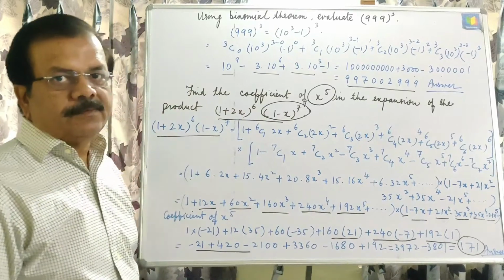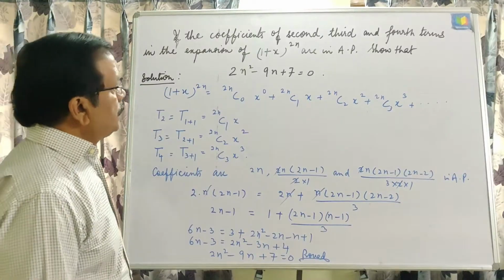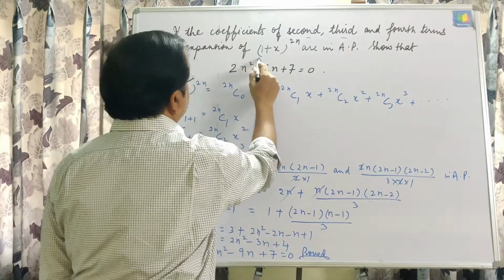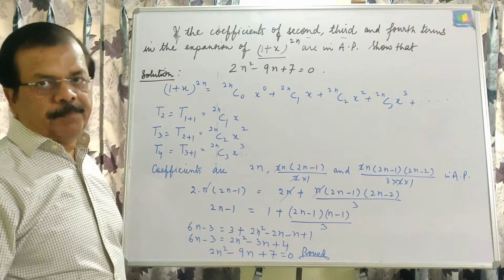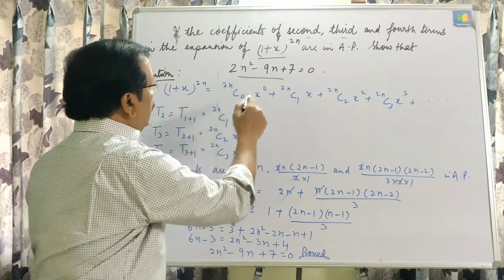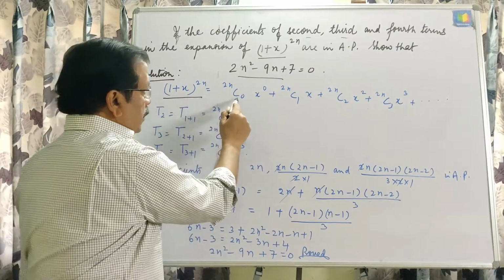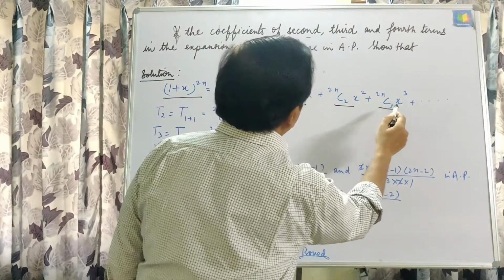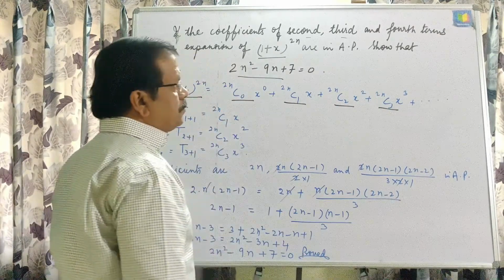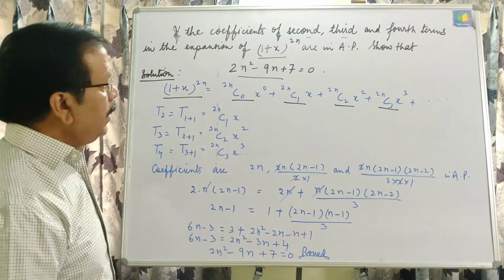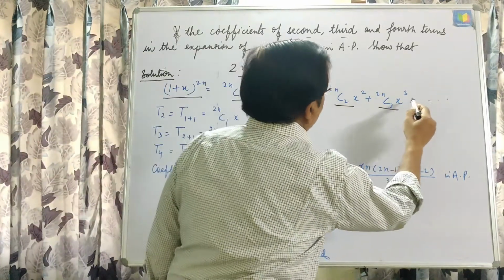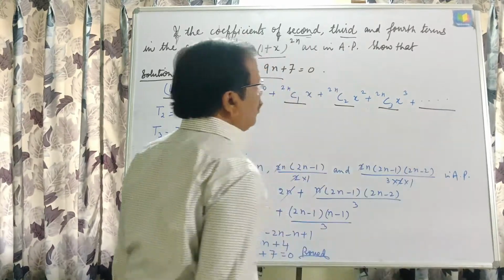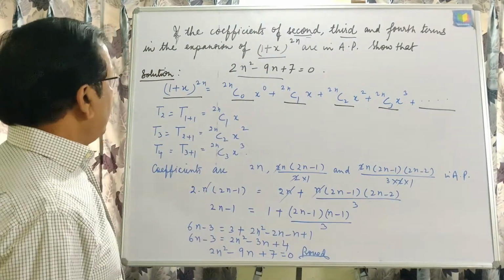Now next question. If the coefficients of the second, third and fourth terms in the expansion of this are in AP, then show that this value. Okay. Now the expansion of this: first term, second term, third term, fourth term, like this, because we have to expand only up to the fourth term. Okay, because the second term, third term and fourth term will be taken, and the rest of the terms are not required.